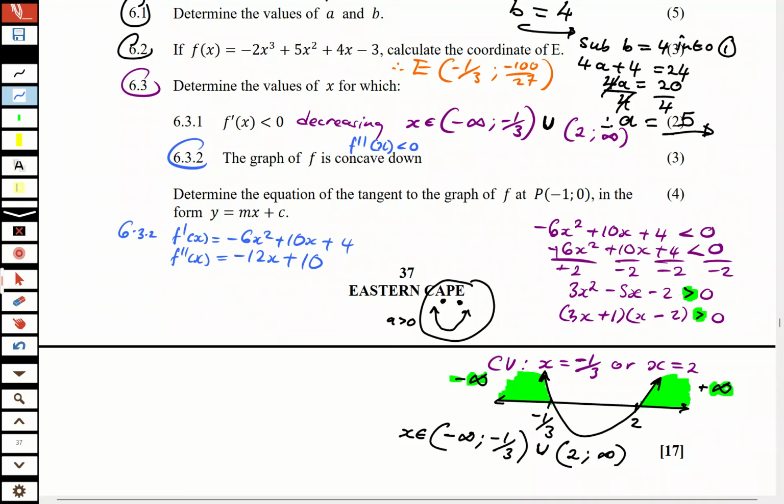You say now this has to be what? Less than 0. Not equals to 0, but less than 0. So negative 12x plus 10 has to be less than 0. And I will show you using the graph again. So you can have negative 12x less than negative 10. Remember, when you divide by a negative on both sides, the inequality sign changes from being less than to what? Now greater than.